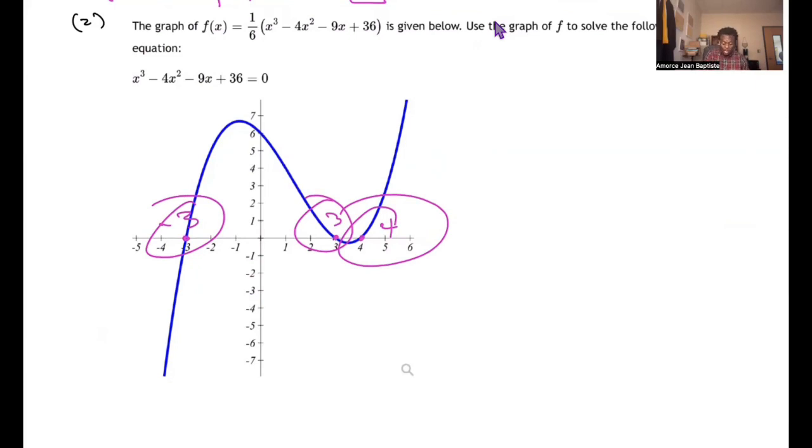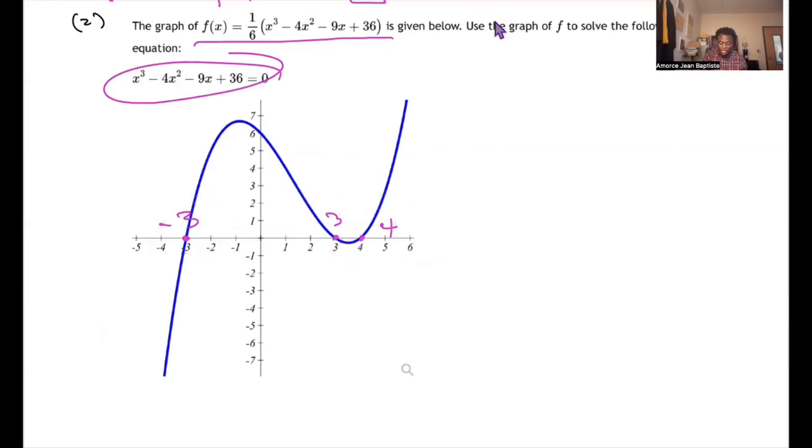Here's what I'm trying to say here. They give me the function f of x equals 1 over 6 times x cubed minus 4x squared minus 9x plus 36. The graph is given below. So they say use the graph to solve the equation. So basically they're telling you to find the zeros of the function. Well, the zeros of the function are where the graph crosses the x-axis. So your solutions of this equation will be -3, 2, 3, and 4.